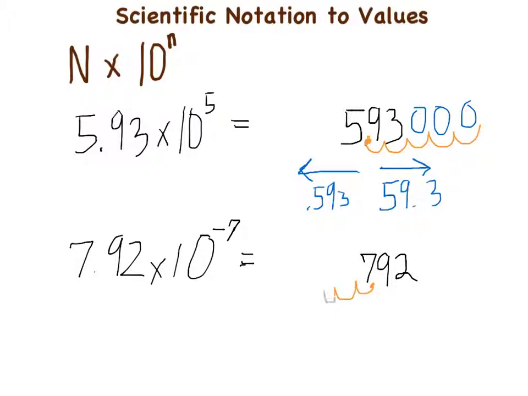1, 2, 3, 4, 5, 6, 7. And all those empty spaces, throw some zeros. 1, 2, 3, 4, 5, 6. Now we moved it over 7 spaces, but only 6 zeros because the very first space was just moving in front of the 7. Oh yeah, I forgot to put the decimal. And there it is. So that's how you convert from scientific notation back to the values. In the next video, we'll go over multiplying and dividing and adding and subtracting scientific notation values.